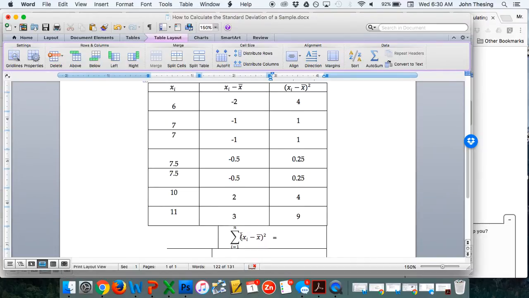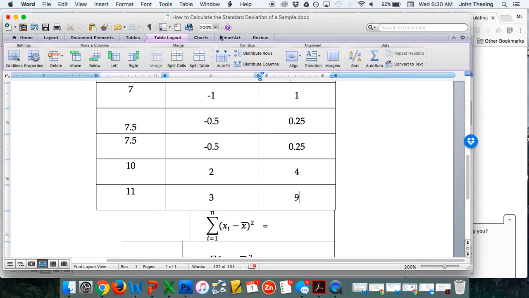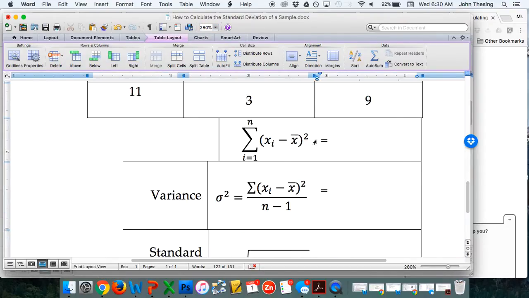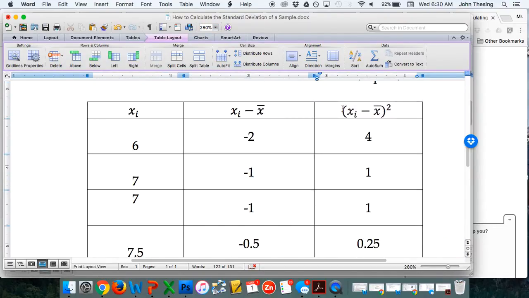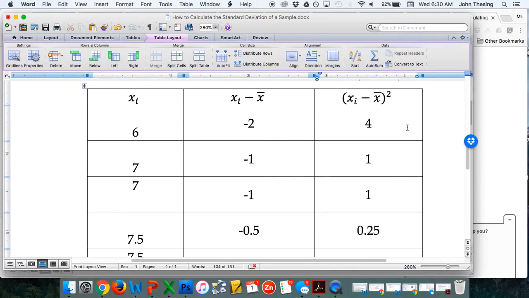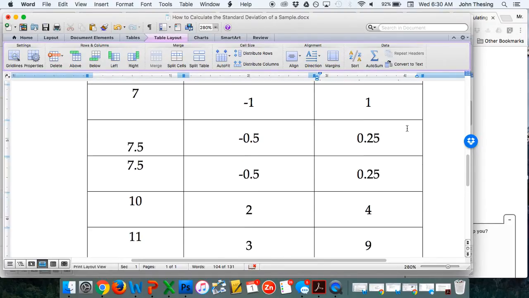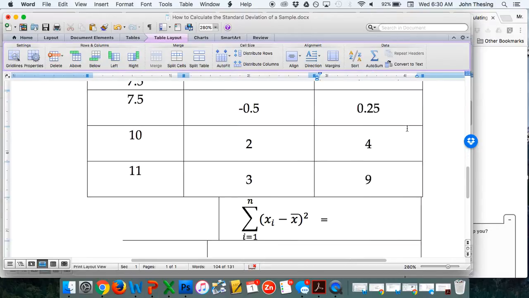Now we get to our first really ugly looking thing. Let's talk about this for a second. I'm going to zoom in. So we have all of our data points, and we figured out if you subtract the sample mean from them and you square that result, we have all those. What we're going to do is add all those things up. So we're going to do 4 plus 1 plus 1 plus a quarter plus 4 plus 9, which, let's see, is 6 and a half, 10 and a half, 19 and a half, I think. Yeah, so 19 and a half.